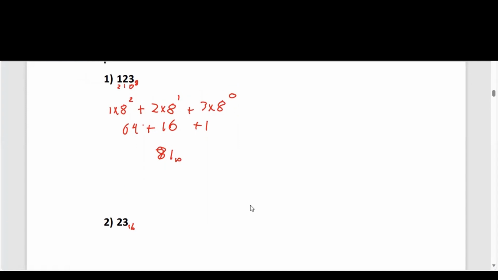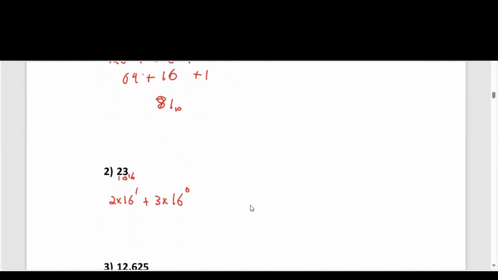Very good. So 23, same idea, 0, 1. So it'll be 2 by 16 to the power 1 plus 3 by 16 to the power 0. And this will be 32 plus 3. And that'll be 35 in base 10.